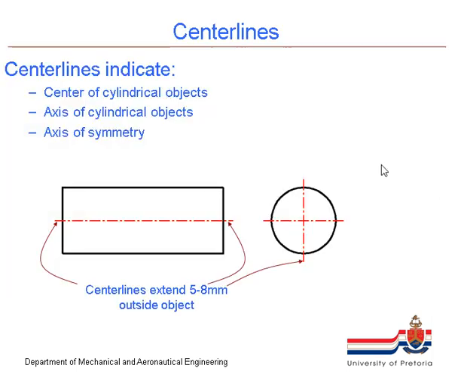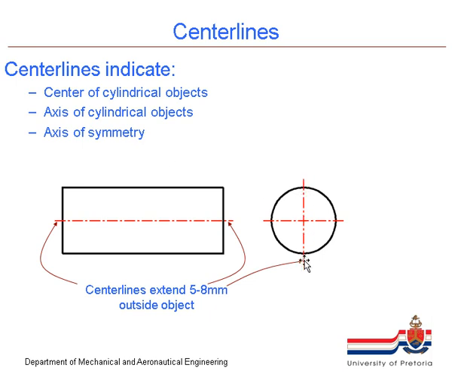So center lines. Center lines are used to show the axis of a cylindrical object. Now the advantage of showing a center line in this view, if I only had this rectangular view, having the center line through the middle actually already indicates that this is a circular component. Or at least something in this component is circular about that axis. It can also be used to show an axis of symmetry.